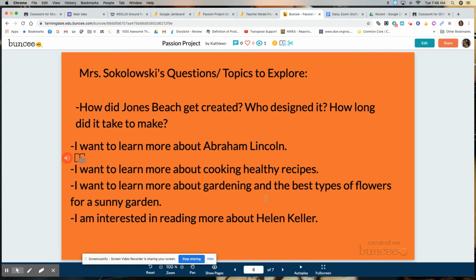So I wrote down a few questions that I want to know more about. Yesterday, I had a chance to go to Jones Beach, and while I was there, I was wondering, how did this beach get created? Who designed it? How long did it take to make? Right? When did it come to be? I'm really curious. It's right here, kind of in my backyard, and I'd love to know more about the history of it.